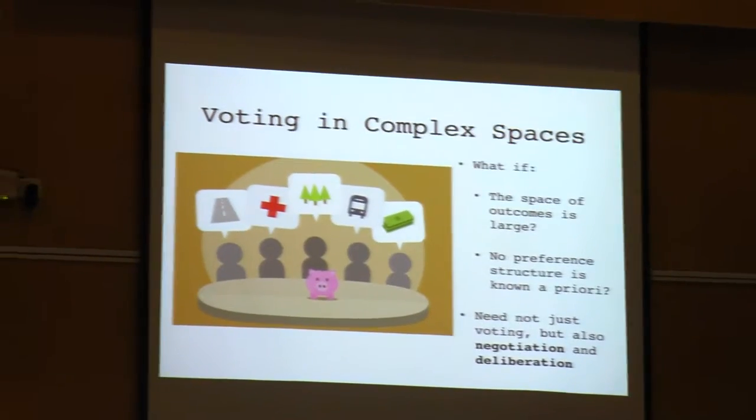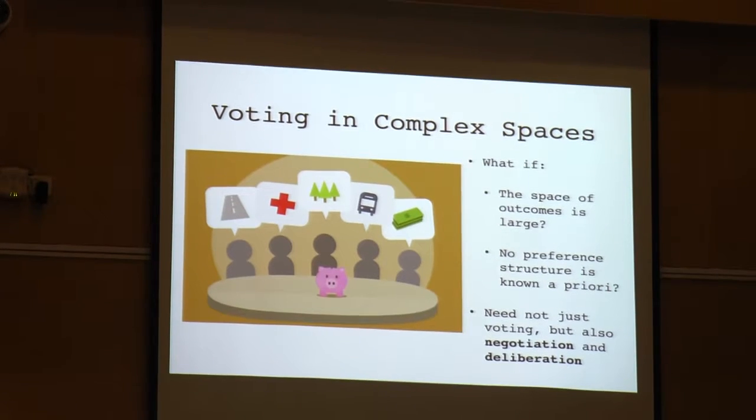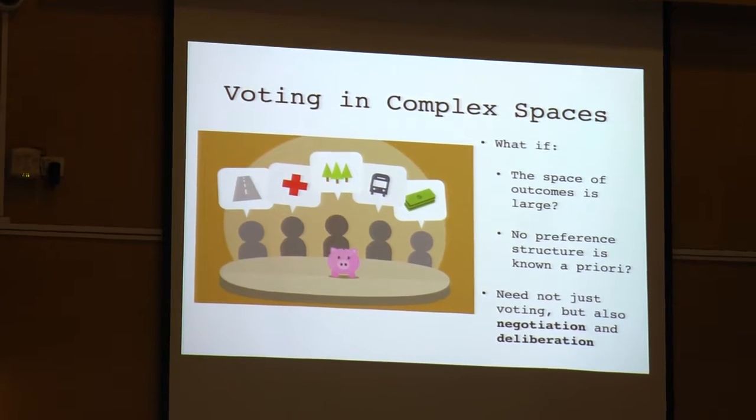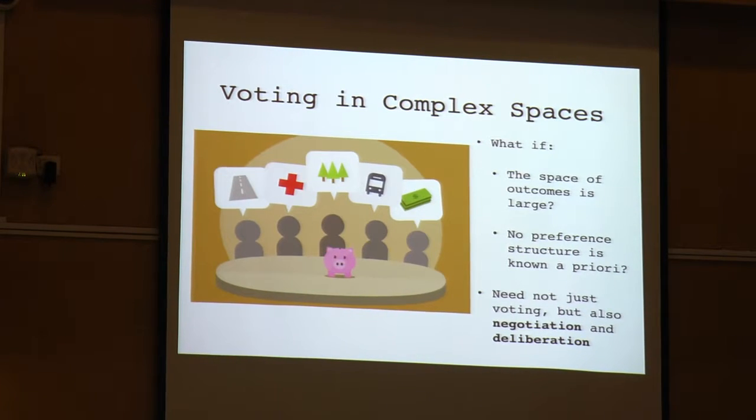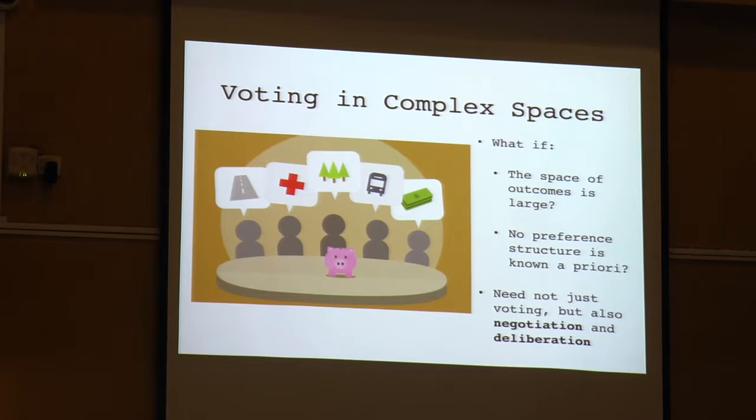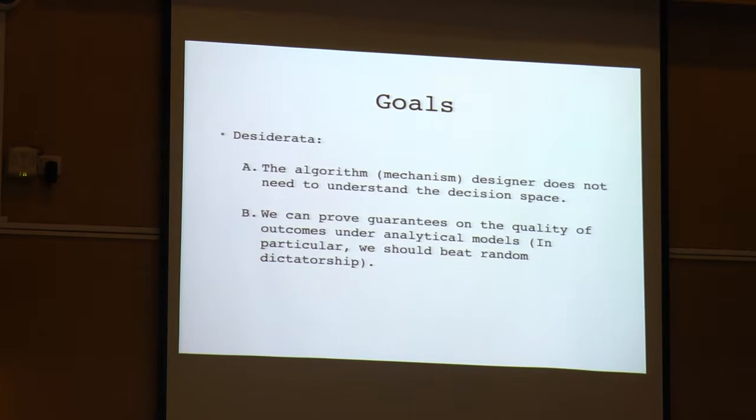So we want to do some kind of a voting in a complex space, and let's say the space is so large that I can't even vote. Okay? So instead of voting, we want somehow to be able to collaboratively come to some kind of a solution. And we want not just voting, but also some kind of negotiation, deliberation, and so on. Okay? So that's what we want. We want some kind of a protocol for decision making that leverages these negotiation-like ideas.